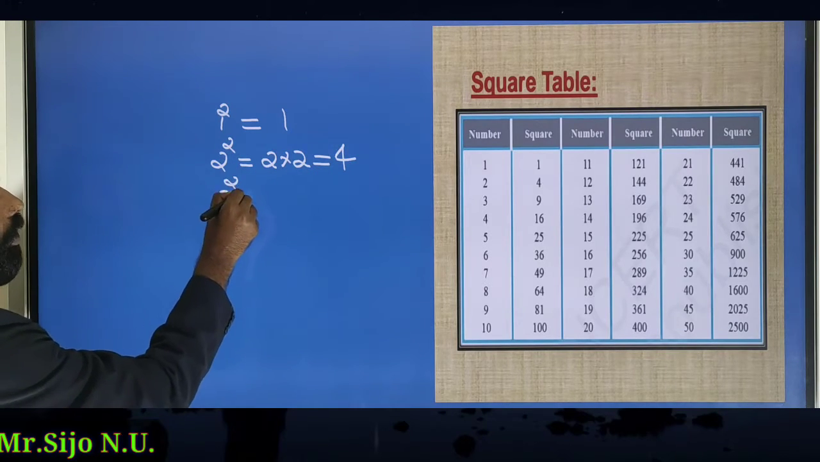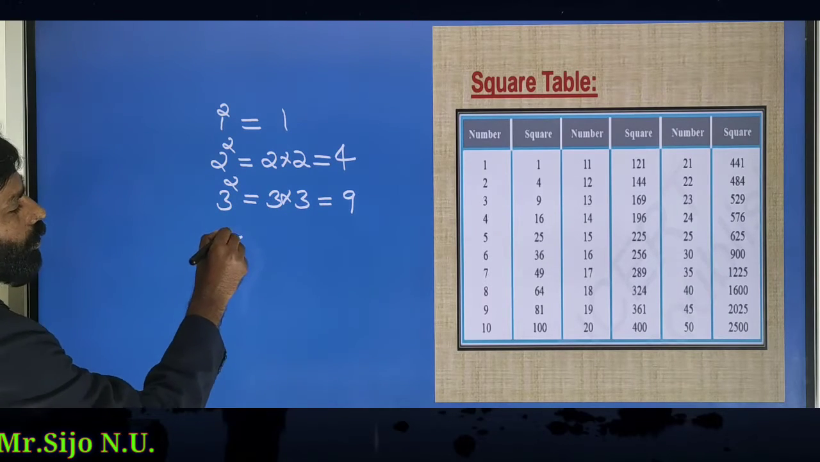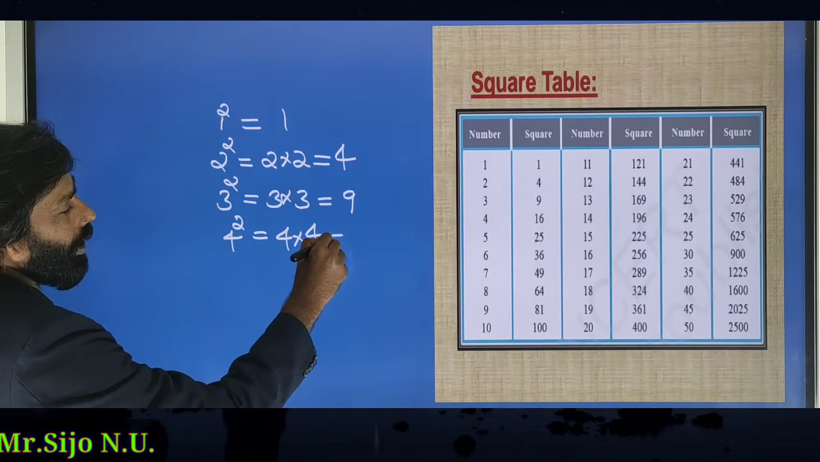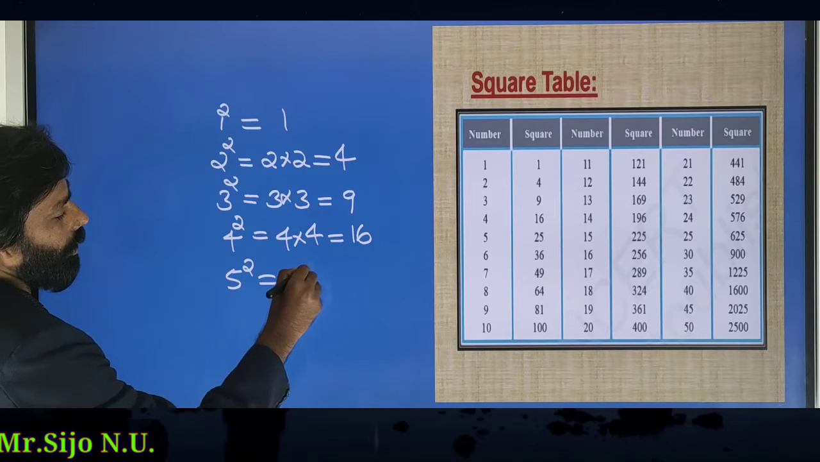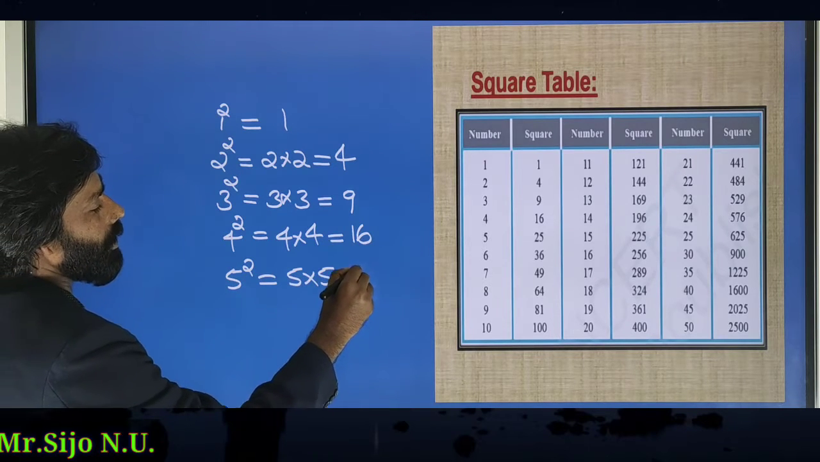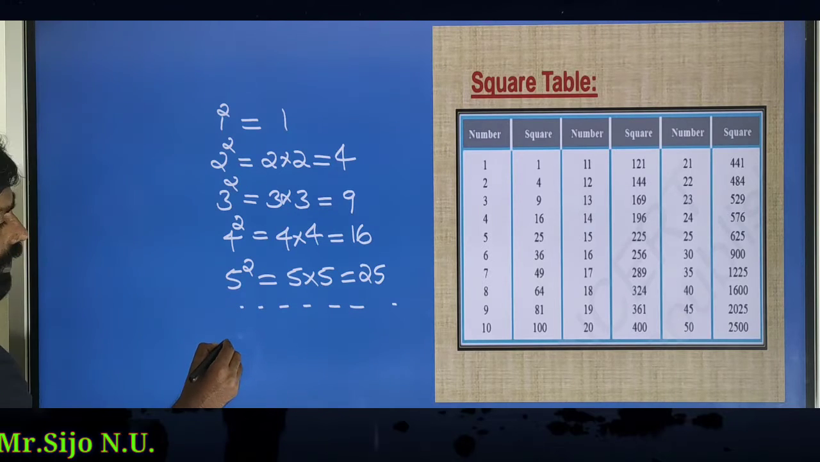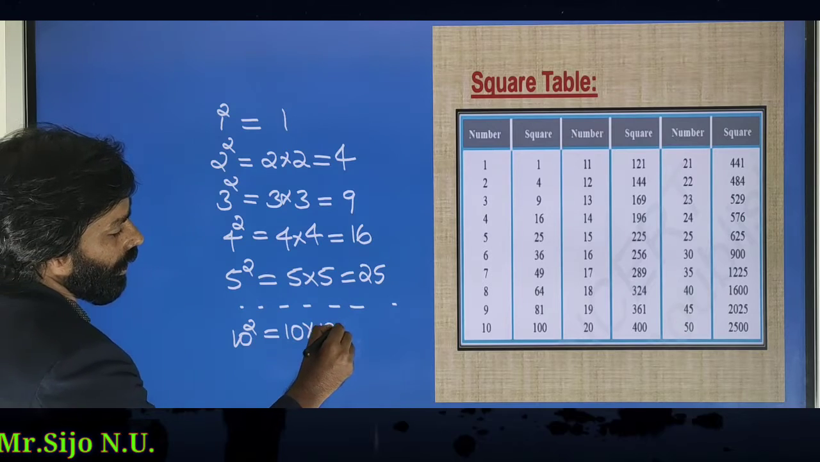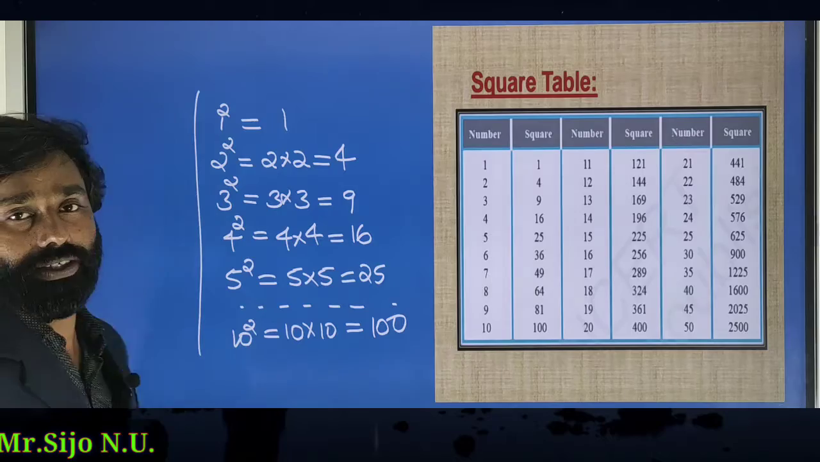3 square, what are we getting? 3 into 3, we are getting 9. 4 square, that means 4 into 4, we are getting 16. 5 square, that is 5 into 5, what is the answer? 25. So this is called a square table. 10 square, we can say 10 into 10, that is 100. Well, hope you understood what is a square table.